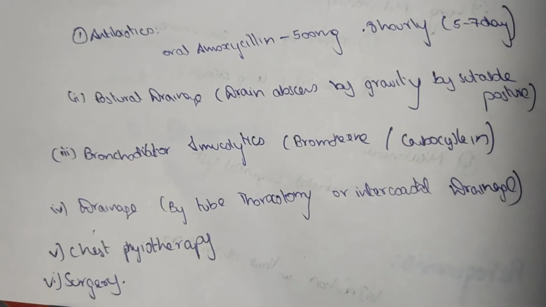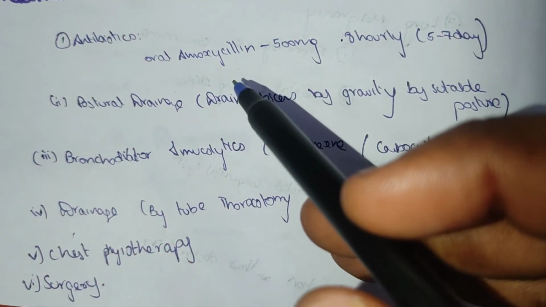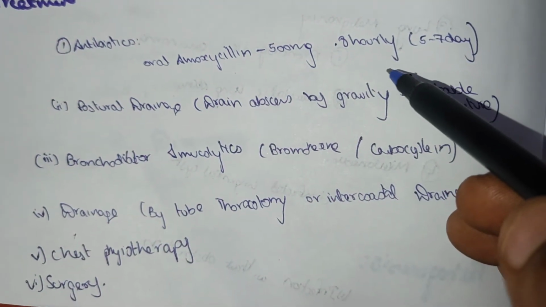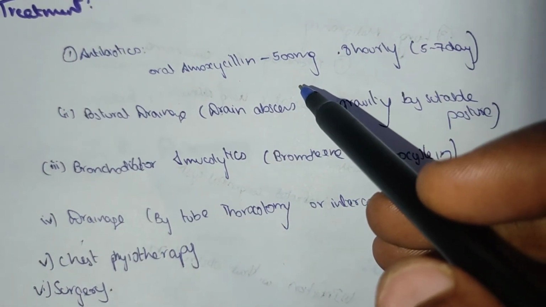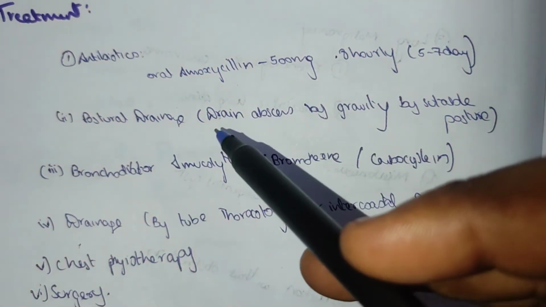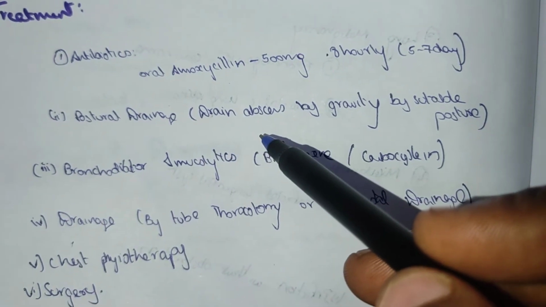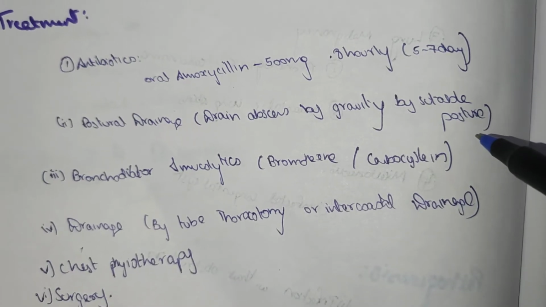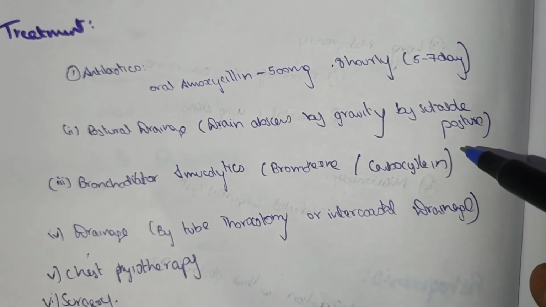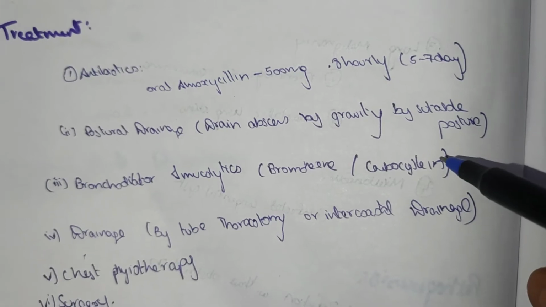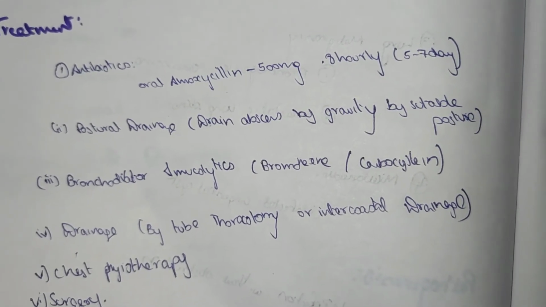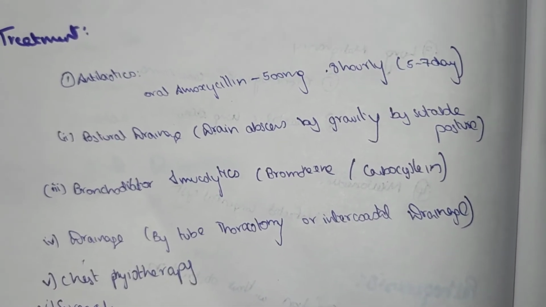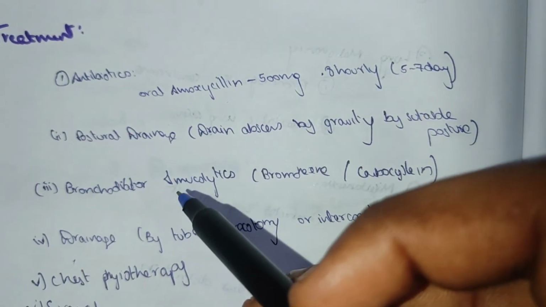Now we will see the treatment. The treatment is antibiotic, which is oral amoxicillin given 500 mg 8 hourly. After 8 hours, 500 mg of amoxicillin is taken again, for 5 to 7 days. Postural drainage means draining the abscess by gravity with a suitable posture. The patient is placed in a suitable posture so that by gravity itself, the abscess gets drained. It is known as postural drainage.